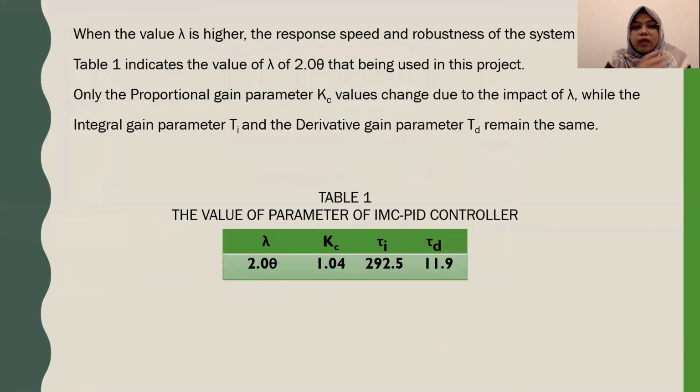When the value of lambda is higher, the response speed and robustness of the system is higher too. Table 1 indicates the value of lambda of 2 theta that is being used in this project. From the PID control parameters, we calculated by using lambda equal to 2 theta, and the values of the PID control parameters are given in table 1.